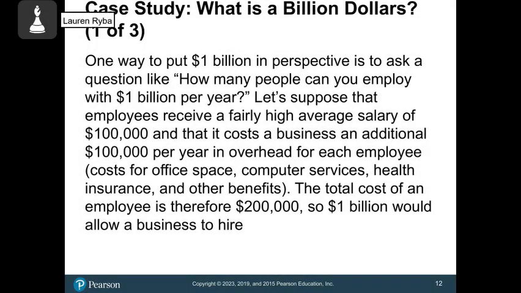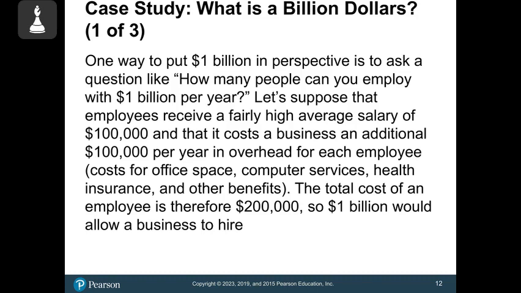So, how large is $1 billion? We talk about that. You may see the number a billion, but how big is it? So, one way to think about that is to ask yourself, how many people could you employ if you had $1 billion?